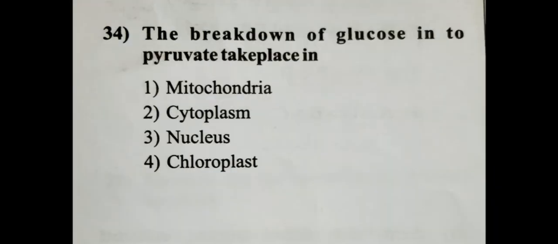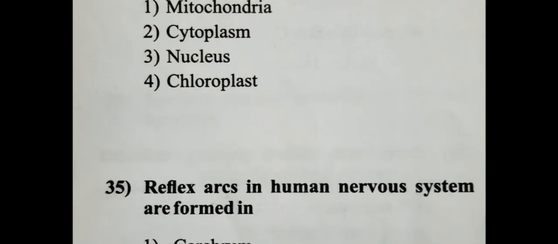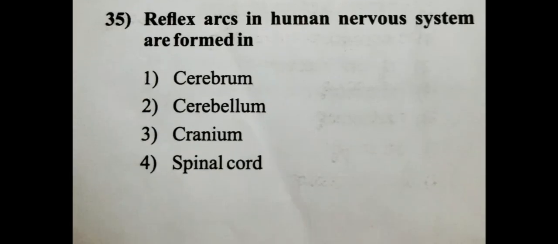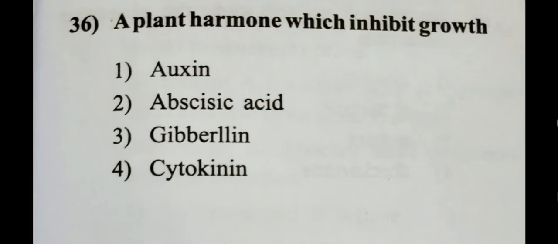Breakdown of glucose into pyruvate takes place in cytoplasm. Reflex arcs in the human nervous system are formed in the spinal cord. Fourth option is the right answer. A plant hormone which inhibits growth is abscisic acid. 2 is the right answer.